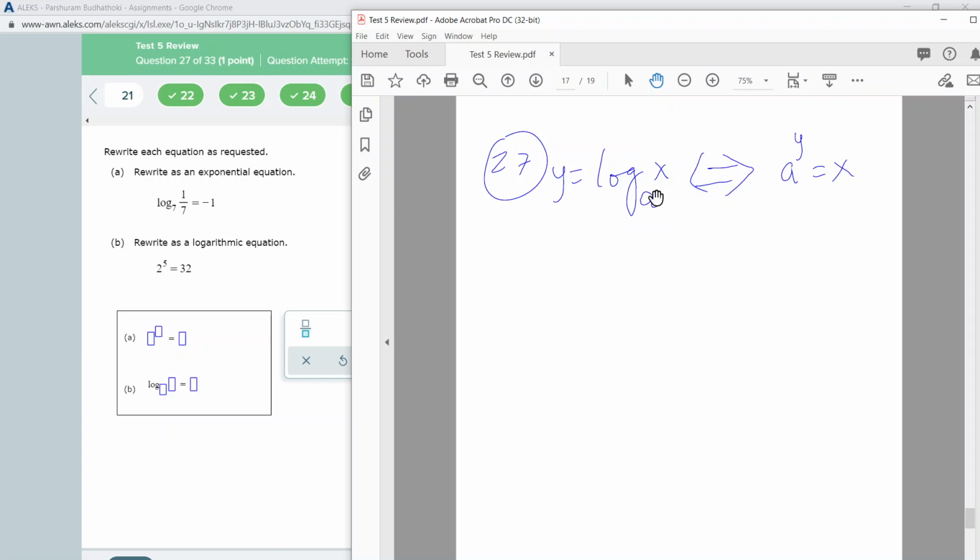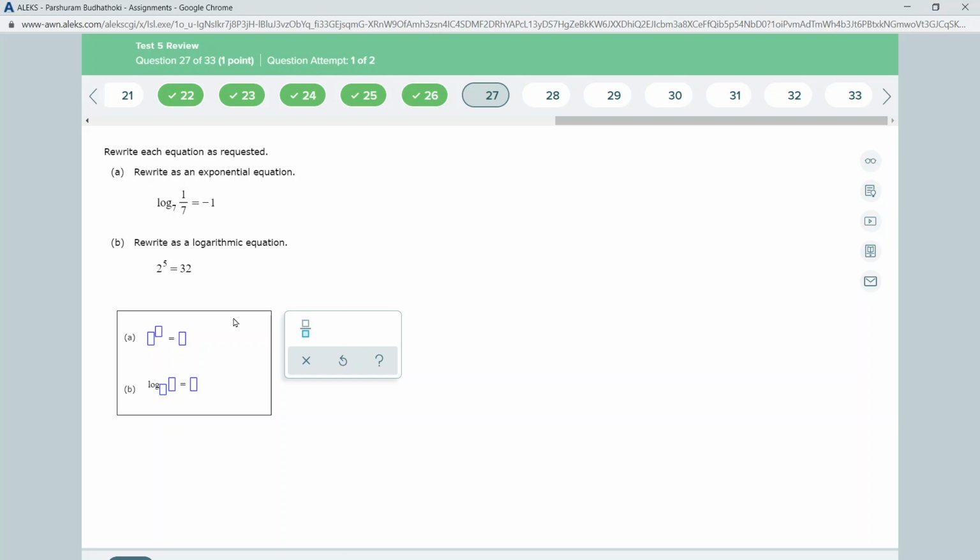So these two forms are equivalent. As you can see, the base goes here, the number on the other side goes to the exponent, and x goes to the other side. If you compare this equation with this one, here the base is 7, x is 1 over 7, and y is -1. So the exponential form for this particular problem would be 7 to the power -1 equals 1 over 7.